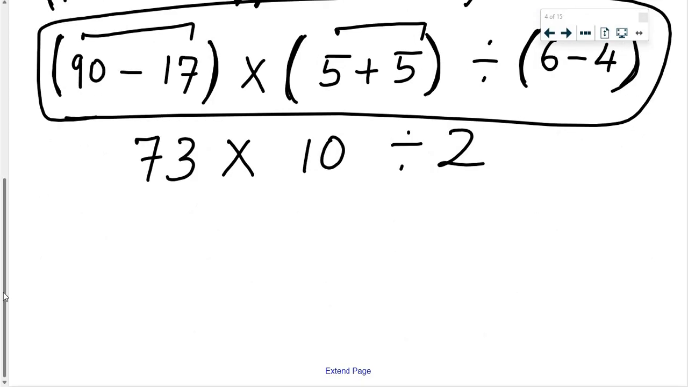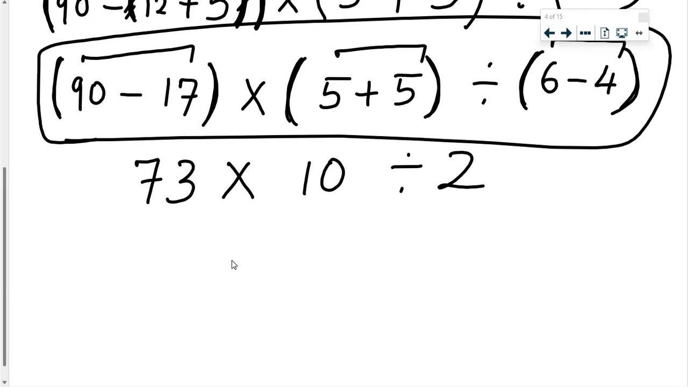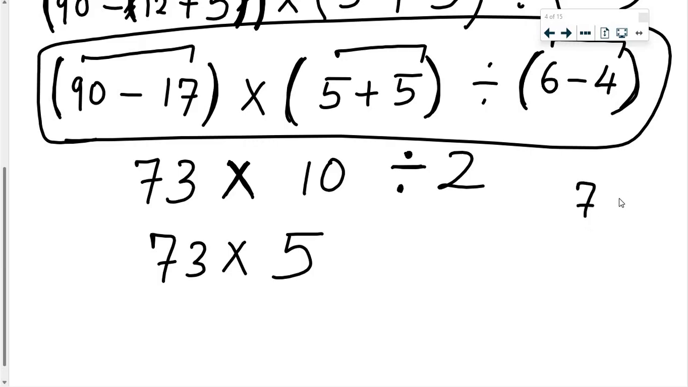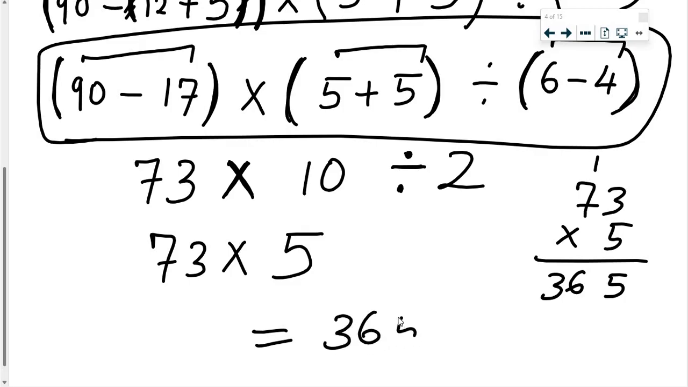Okay? So now, when you reach here, you have to follow BODMAS. Division is to come first before multiplication. So this will be 73. Multiplication has to wait, and then you do 10 divided by 2, that is 5. And then lastly, you do 73 into 5, that is 365. So the answer will be 365.